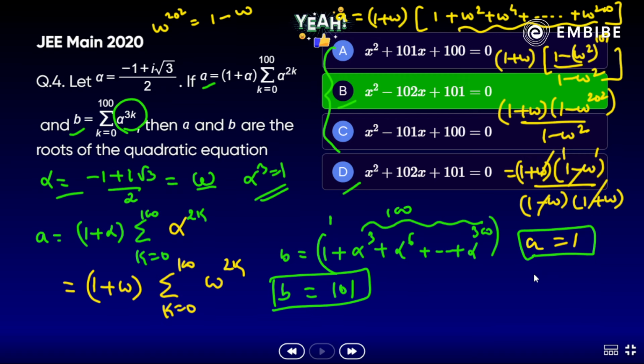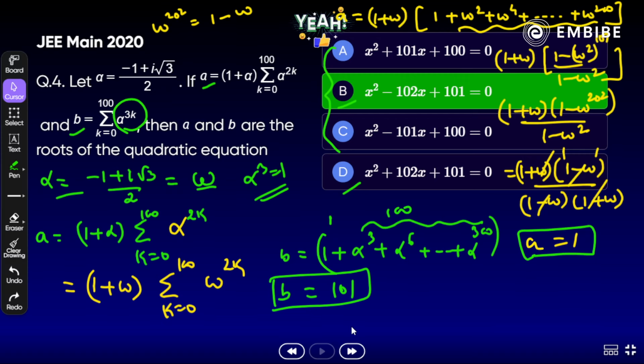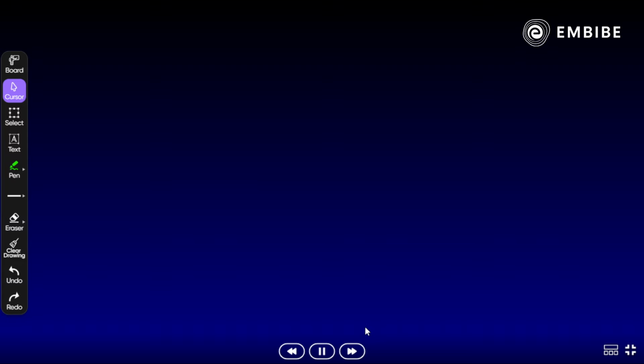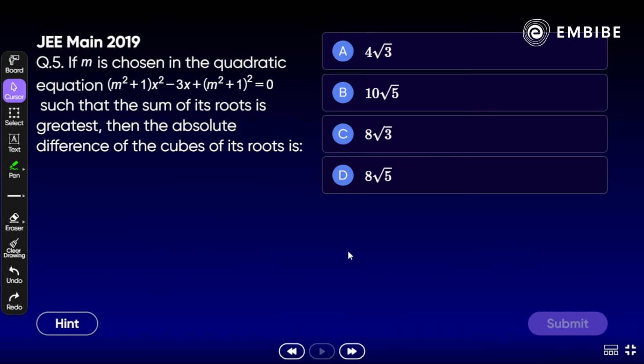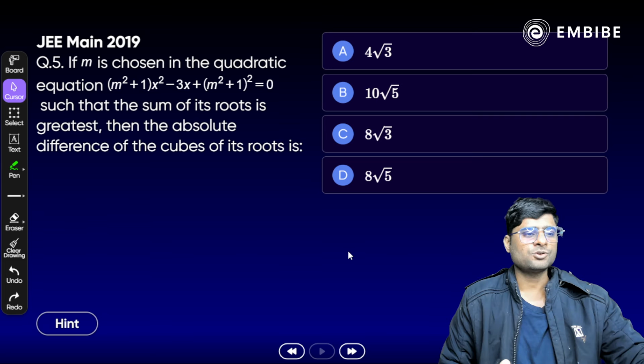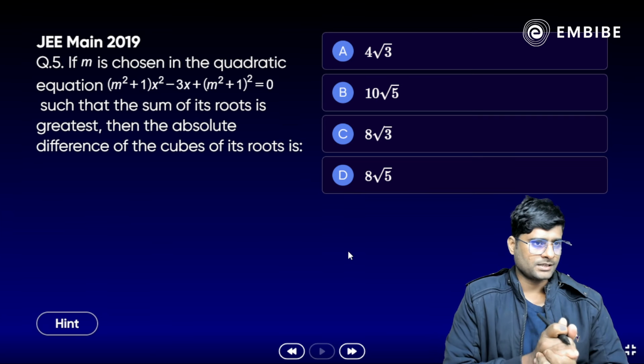What next we have here? Let's take a look here. Another one. Question number 5. One of the important ones again here. Kafi important. So yes, try to solve it, all of you. First of all, thoda sa try kare aap.